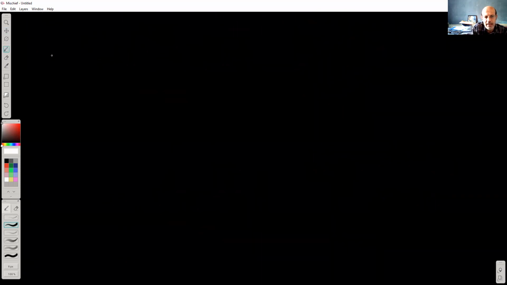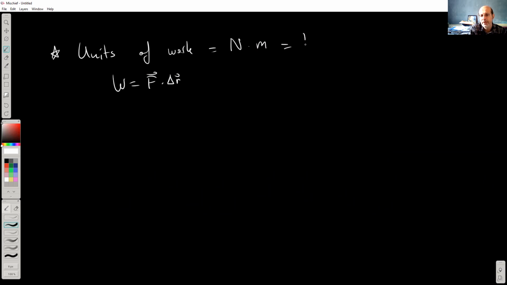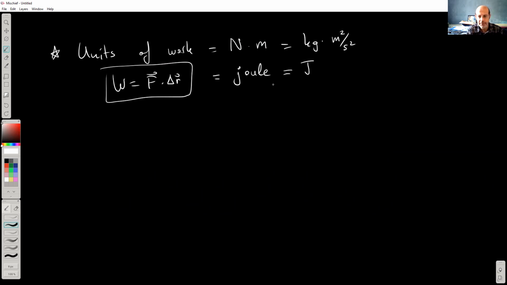Okay, so let's talk about the units of work. Since it's just the product of a force with a displacement, it is Newton meters. Therefore it's kilogram meter squared per second squared. Since this is a common unit that we use a lot, we just call it by this name, joule, and show it with the capital J symbol.